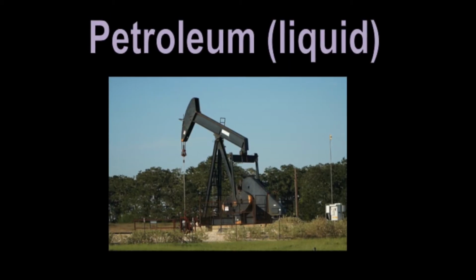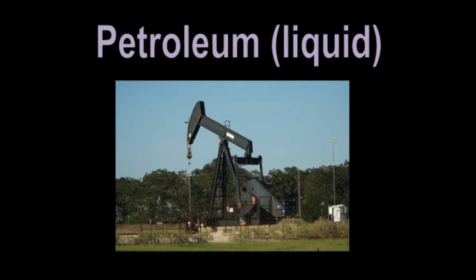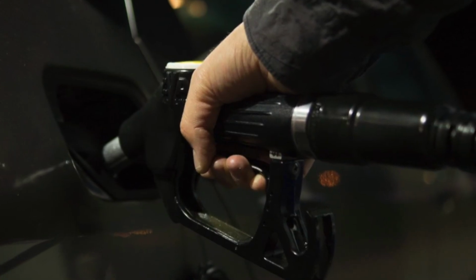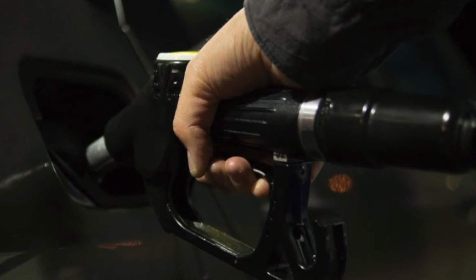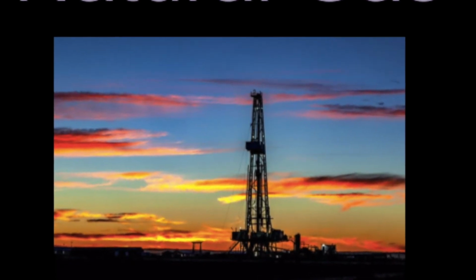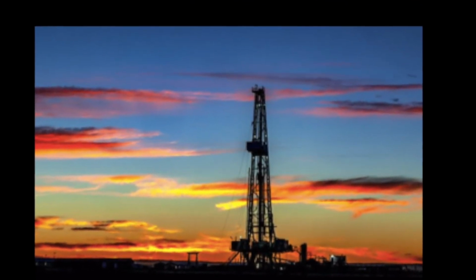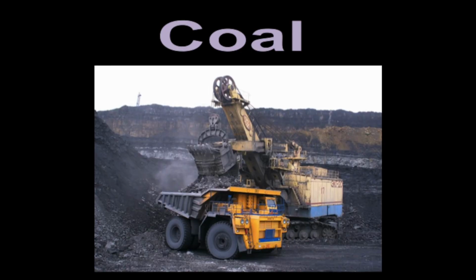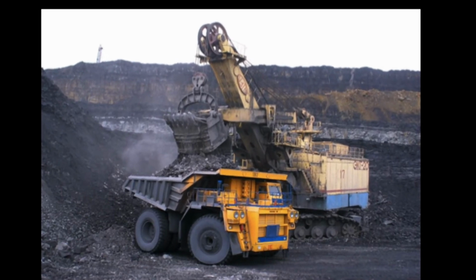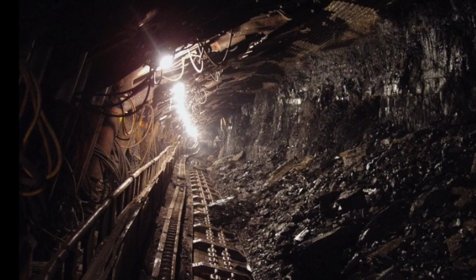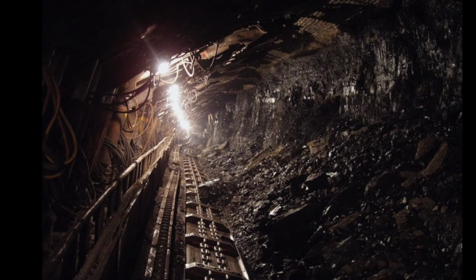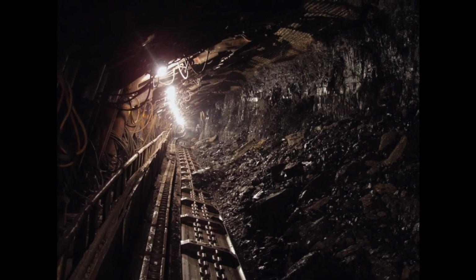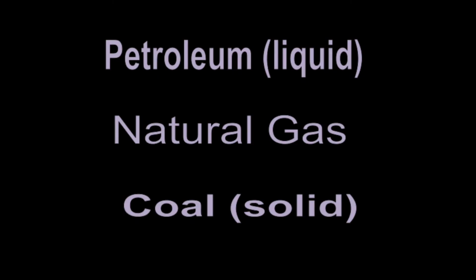Of course, petroleum, which is a liquid, is mined from the ground, actually pumped. This is an oil rig. And of course, after it's refined, it's used in cars. We use natural gas, which also comes from the ground, and you may use this in your house to cook with. And of course, there's coal, which is a solid that's also mined out of the ground, and this is used for electricity. So we have petroleum, which is a liquid, natural gas, which is a gas, and of course coal, which is a solid.